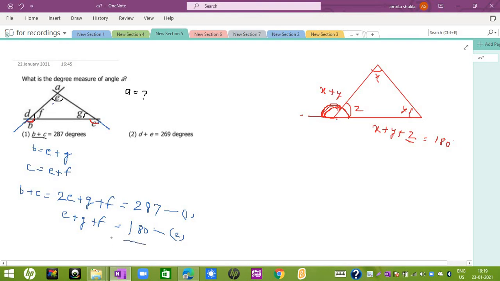So when you actually subtract, what will you get? This is going to be minus, minus, minus, minus. So you can cancel G out, you can cancel F out, and you will be left with 1E. So E is going to be equal to 107, right? But then how can we get what is asked in the question?